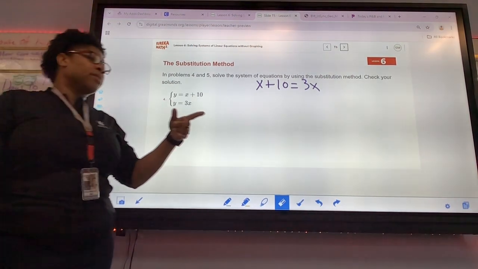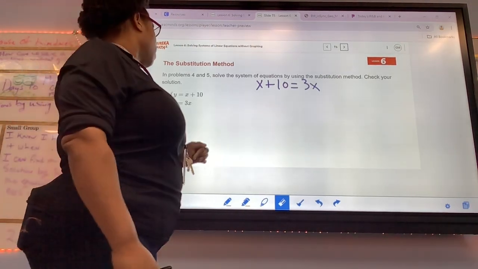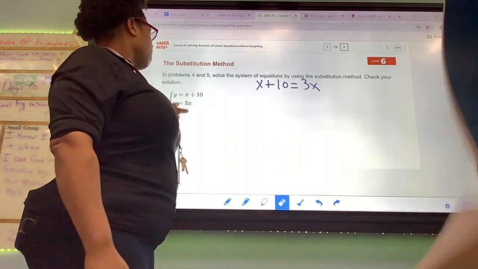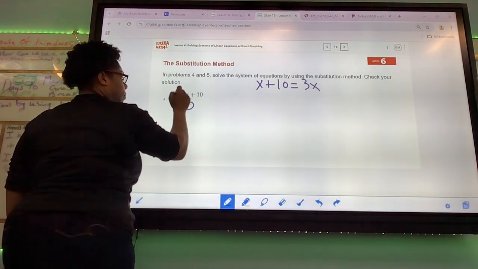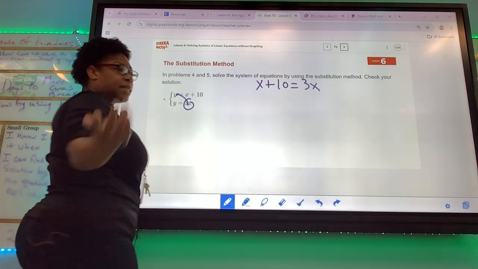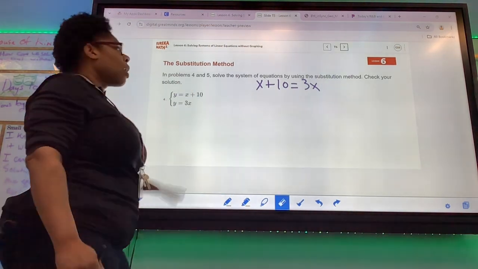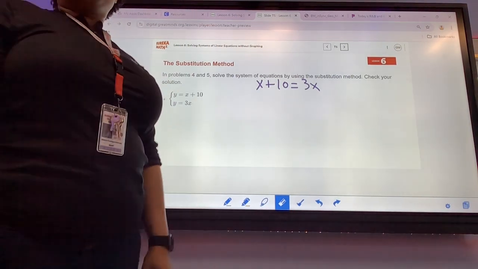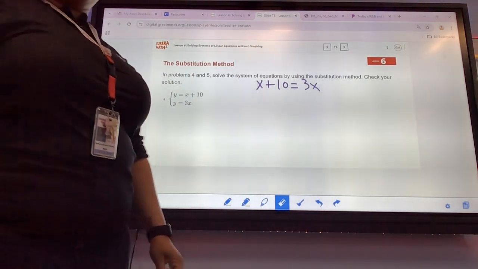Grayson, couldn't you go from y to 3x above? What do you mean? You went down, why couldn't you go up? I could have gone up too. So what would it be then? 3x equals x plus 10. Same thing. So my next step, number 3, says what? Solve the second equation for the remaining variable.